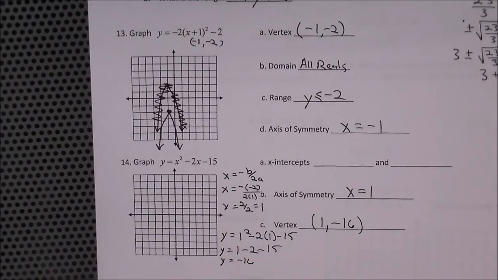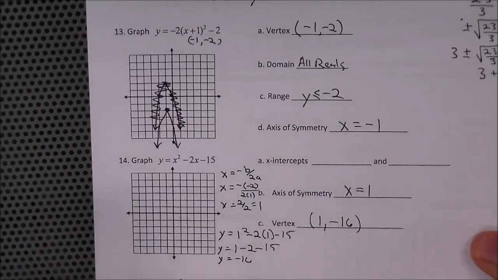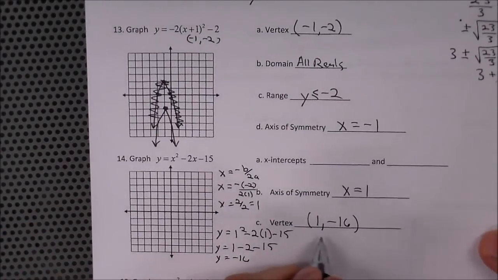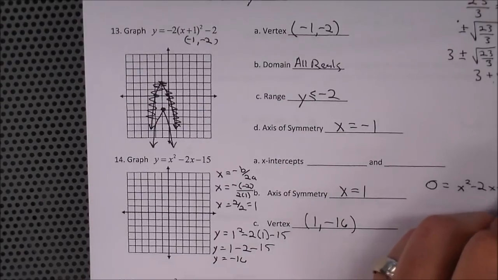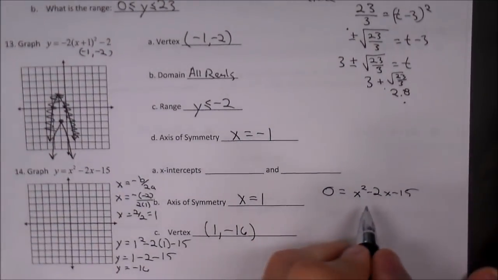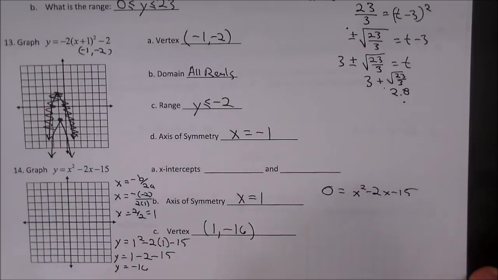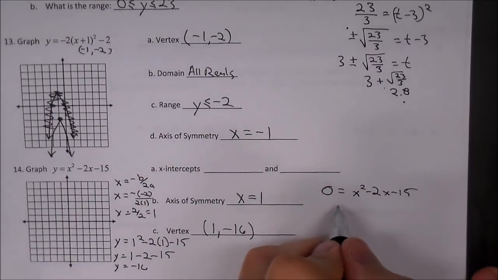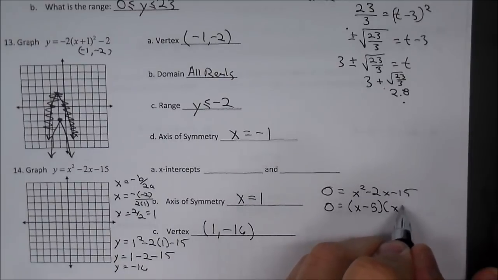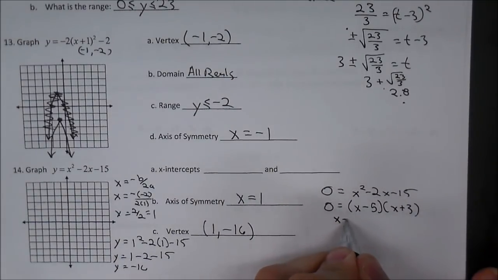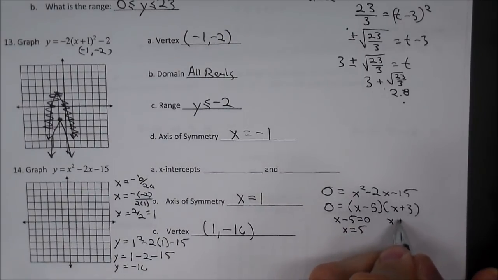To find the x-intercepts, which is also up here, we need to factor it down. So I'm going to go 0 equals x squared minus 2x minus 15. What multiplies to -15 that adds to -2? That would be x minus 5 and x plus 3. So we'd say x minus 5 equals 0, so x equals 5, and x plus 3 equals 0, so x is -3.